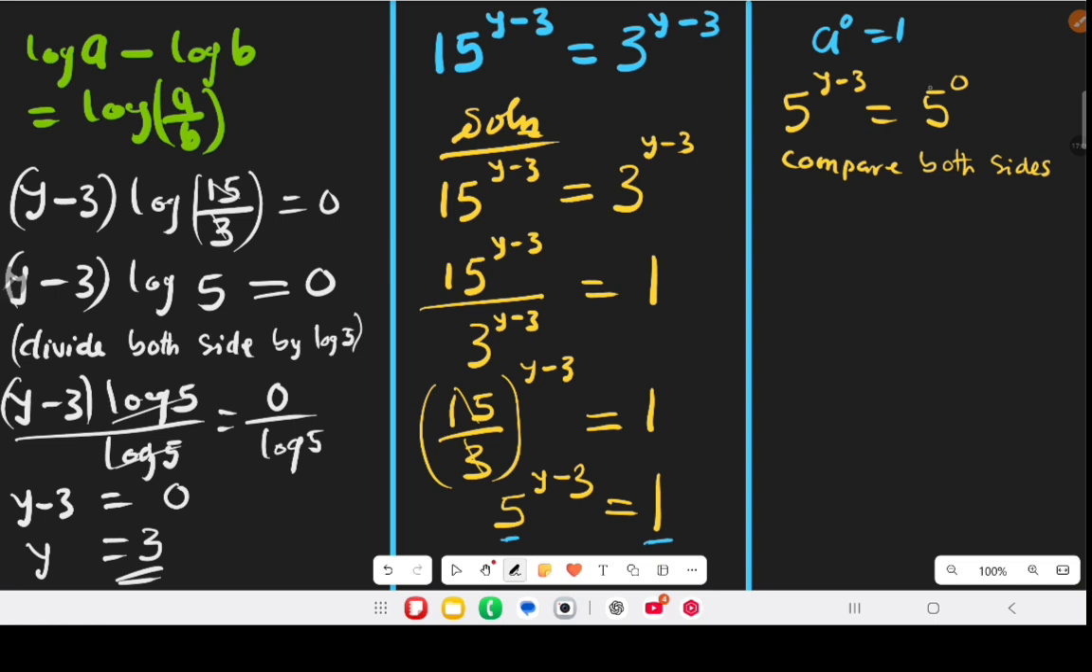If we compare both sides, the base, we cancel base, left with y minus 3 equals to 0. Now we collect like terms, meaning y crossing sign of equality becomes 0 plus 3. Then y is equal to 3.